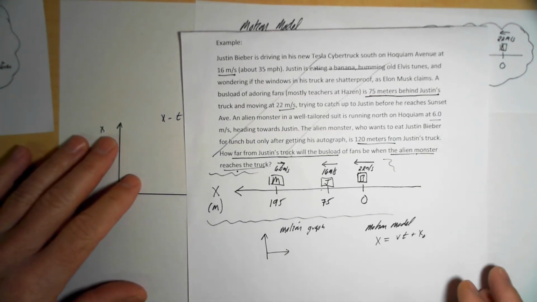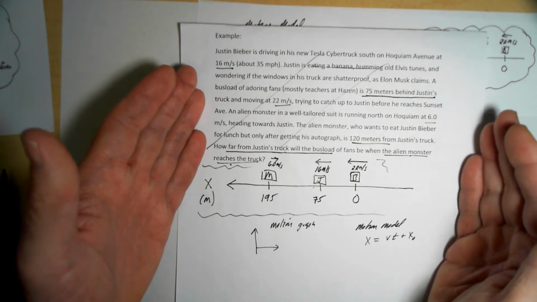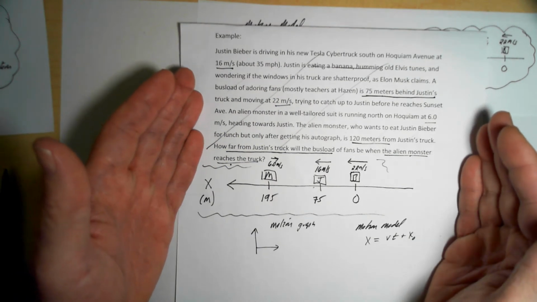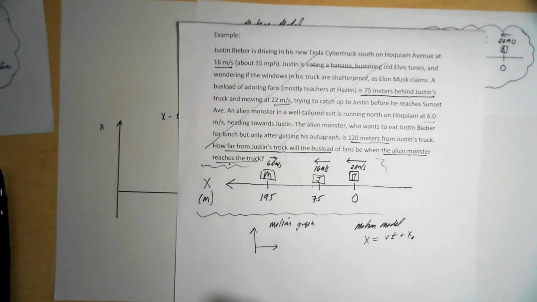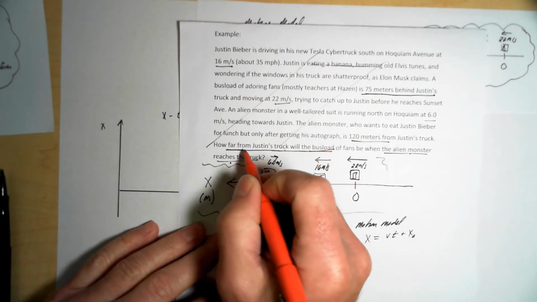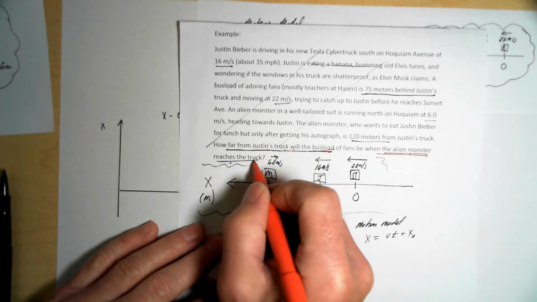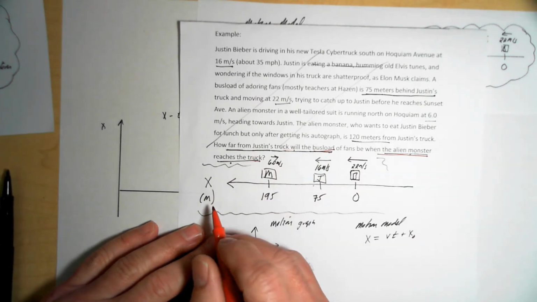Building motion models is fun, but they're not much good unless we use them to actually predict the future. So we're going to look at our sample problem, and we want to predict the future. The future is Justin's going to get eaten by a monster, and we want to know how far from Justin's truck the bus will be when the alien monster reaches the truck in the future. Okay, so that's the idea.